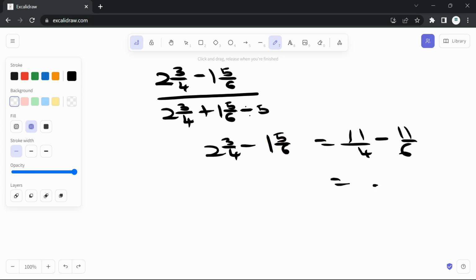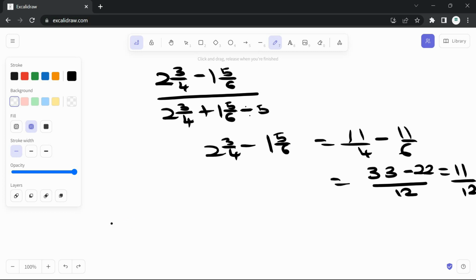Right, so the LCM of this is 12. 12 in 4, 3. 3 times 11, 33, right? Minus 12 in 6, 2. 2 times 11, 22, right? So this is 11 over 12 because 33 minus 22 is 11.